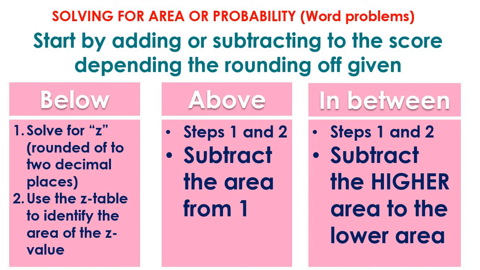So the default is getting the area below by solving for z, then use the z table to identify the area or probability. For area above, same steps, but we need to subtract the obtained area from 1. And for area between, same steps, but we will be solving for 2 z's. We will be locating 2 areas, and we are going to get the absolute value of the difference of the areas identified. Or we can subtract the lower area from the higher area.